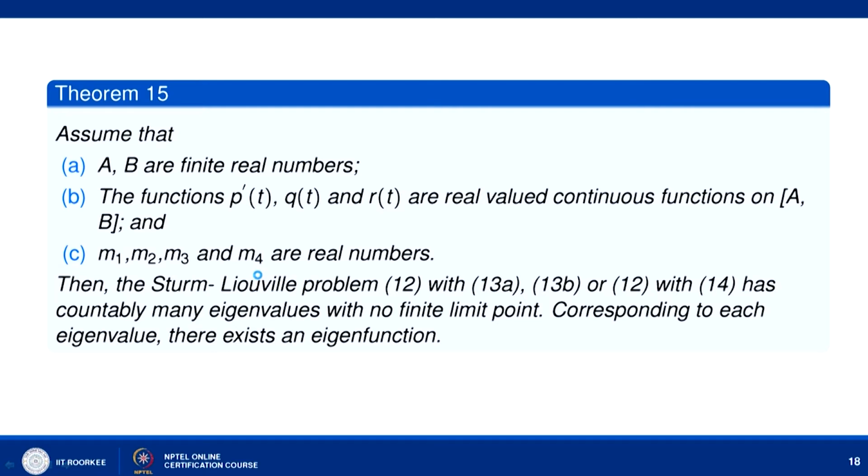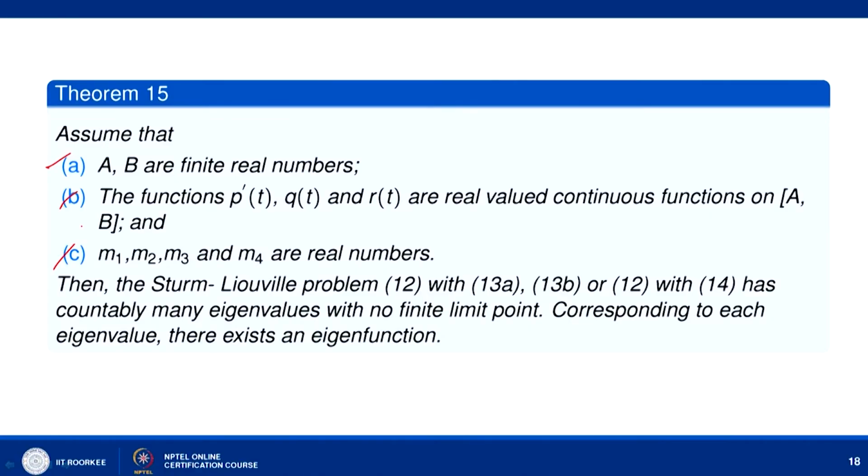So we say that if a, b and c are satisfied, then we have countably many eigenvalues with no finite limit point. Corresponding to each eigenvalue we have eigenfunctions. So this is the existence theorem of eigenfunctions. Here I am not going to prove this; we assume the statement and the result of this theorem as a result which gives us license to work with eigenvalues and eigenfunctions. So, without providing the proof of this, we are using this theorem as an existence theorem for eigenvalues and eigenfunctions.